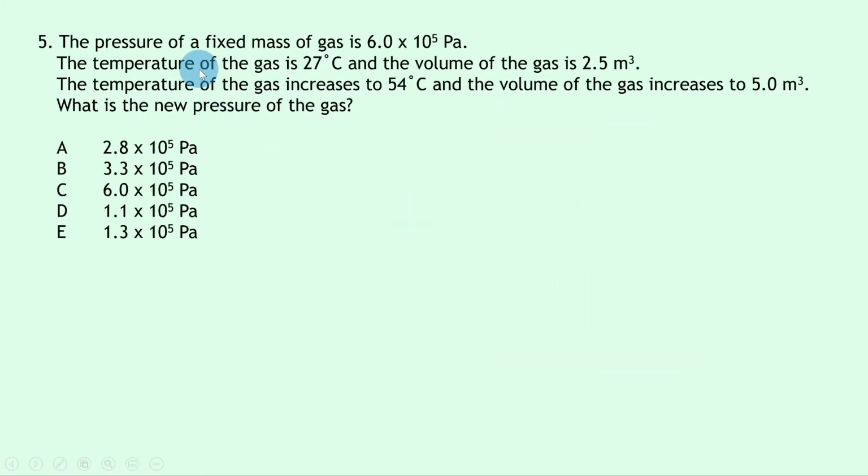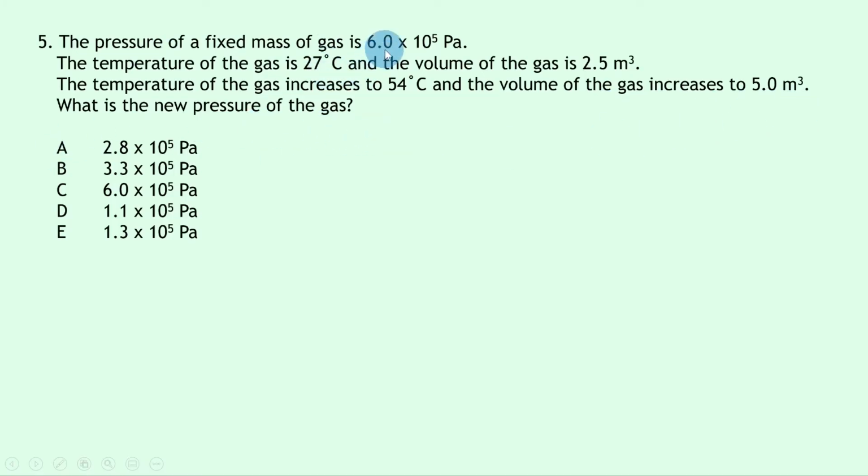Question 5 says that the pressure of a fixed mass of gas is 6.0 times 10 to the 5 pascals. The temperature of the gas is 27 degrees Celsius and the volume of the gas is 2.5 meters cubed. The temperature of the gas increases to 54 degrees Celsius and the volume of the gas increases to 5.0 meters cubed. What is the new pressure of the gas?